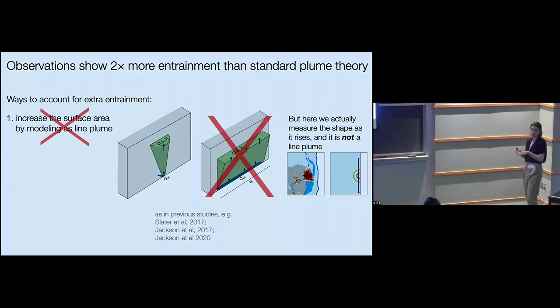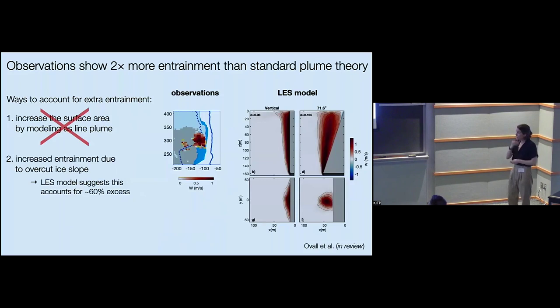we're actually measuring the shape of the plume as it's rising, and we can see that it looks very much like a point plume in this circular fashion. We can compare it to all sorts of versions of idealized plume theory. And instead, we're exploring some other mechanisms to explain this enhanced entrainment. And one of these is the fact that the ice face is overcut, as I mentioned. And so for this, we're combining our observations with some large eddy simulations.